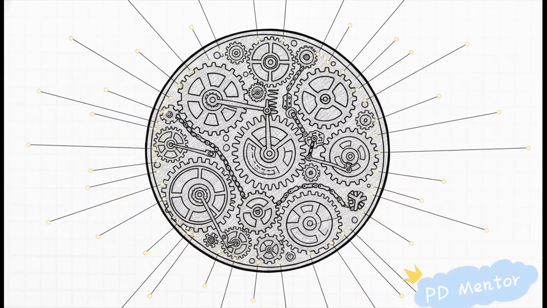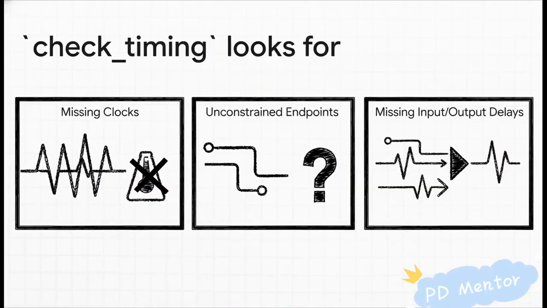The speed of your device comes down to billions of signals arriving at exactly the right place at exactly the right time, down to the nanosecond. It's crazy. The check timing command is the sanity check for this whole rhythm. It's looking for things like missing clocks, which are the very metronomes of the chip, and other issues like unconstrained endpoints or missing delays. It's kind of like checking our skyscraper's internal logistics.